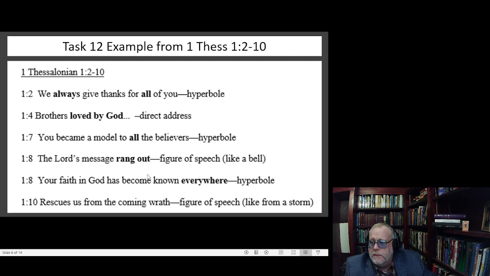Rescues us from the coming wrath. It's a figure of speech, like from a storm. Rescuing us from the coming storm. So we get an example that's like something. All right. That's all we're going to do here with step 12.